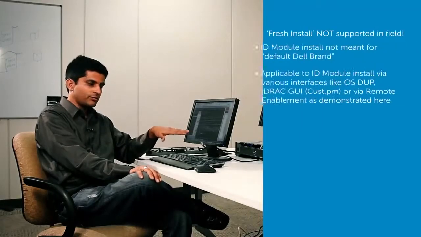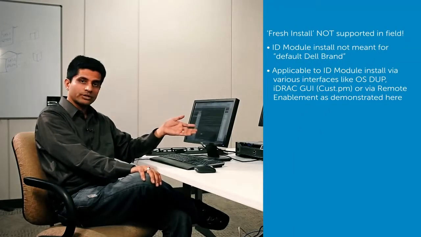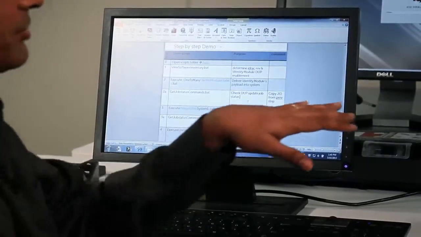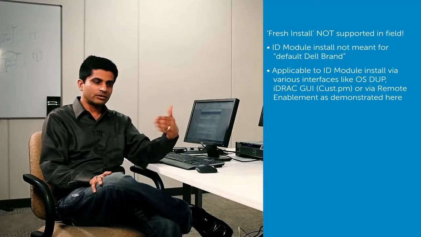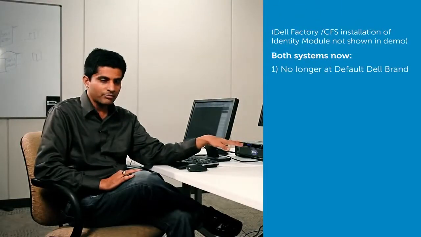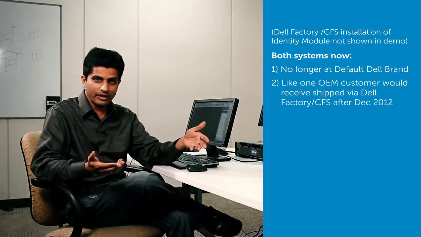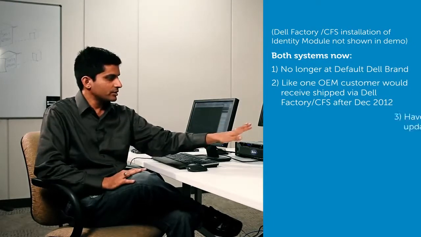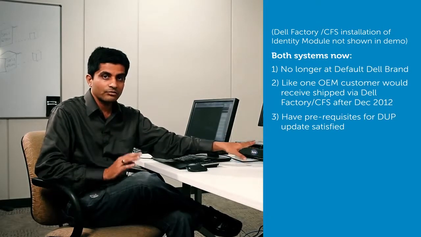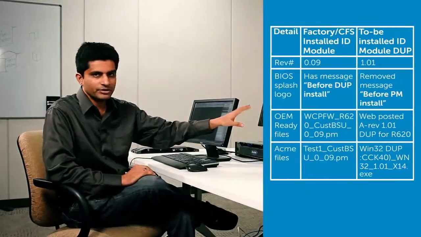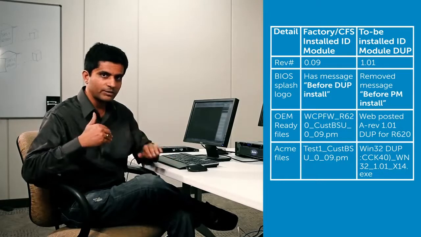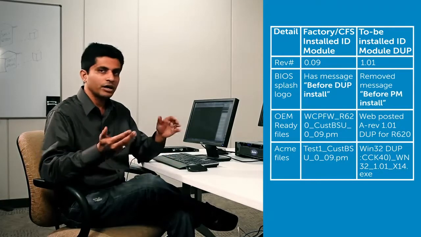The same thing would happen if you were to try using the OS dupe method or the iDRAC method. Next, we will rebrand both the systems so that we can then apply the Identity Module dupe update. These are no longer default Dell branded. These are as if they have been shipped from the Dell factory or from CFS. They already had the required iDRAC version, and now they have the Identity Module installed with the dupe support enabled. It will give a message saying before dupe install. That's how it's branded, so that when we actually install the one-to-many PM Identity Module dupe, it will take out the message.